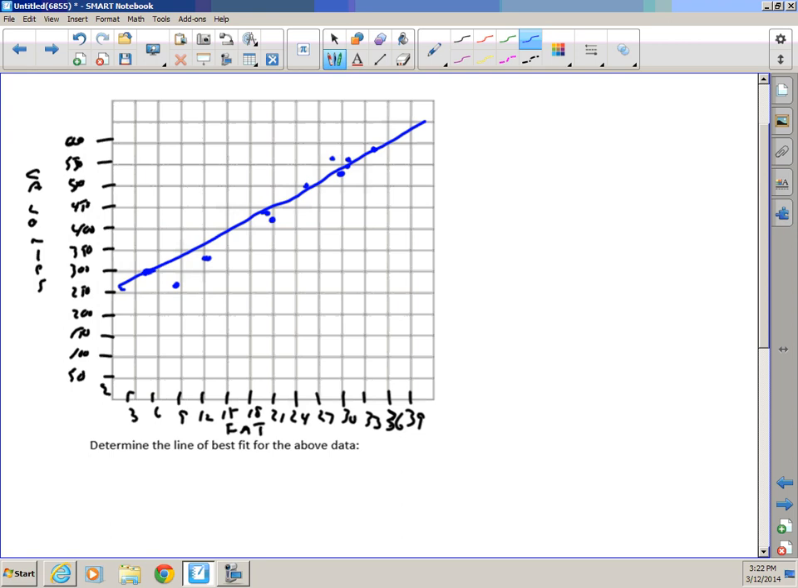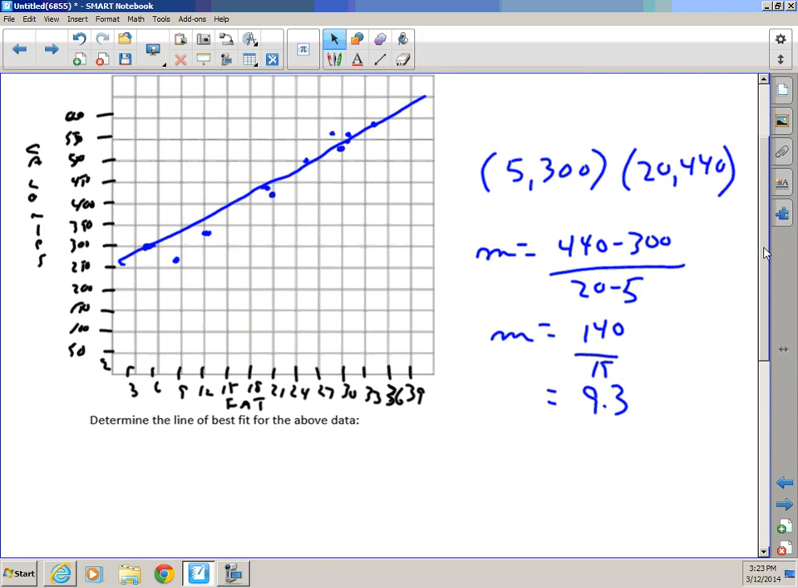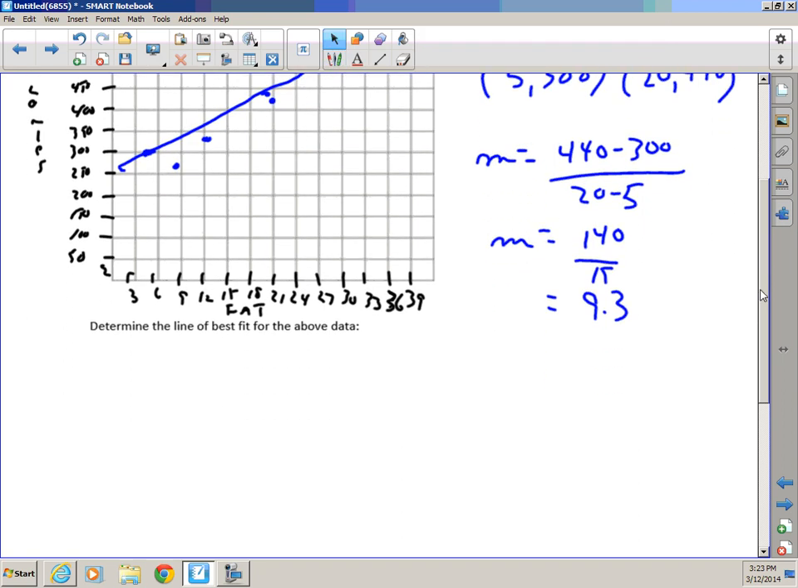Now, how do I determine the line of best fit? Well, what I did is I made sure my line went through these 2 points, because now that allows me to determine my slope. So when I do this math, I get 140 over 15, or 9.3. And then I can approximate my y-intercept, which looks to be around 250.